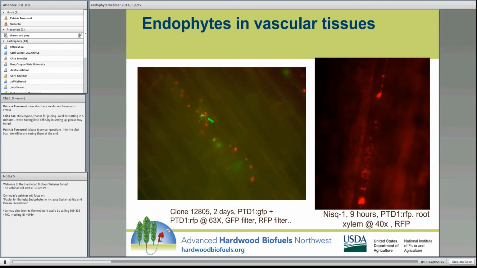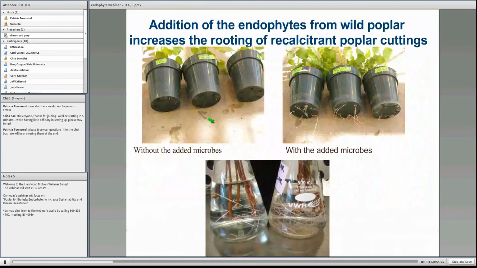In other cases, they're in the vascular tissue, so in the veins of the plant, so the xylem and phloem. This work was all done by Amy Baum. She's a PhD graduate student in my lab who's part of this AFRI project. So we've shown that we are able to recolonize poplar, so hybrid poplar, with the endophytes from wild poplar. And so here we're showing that it does have these pronounced benefits to the plant when we do this.